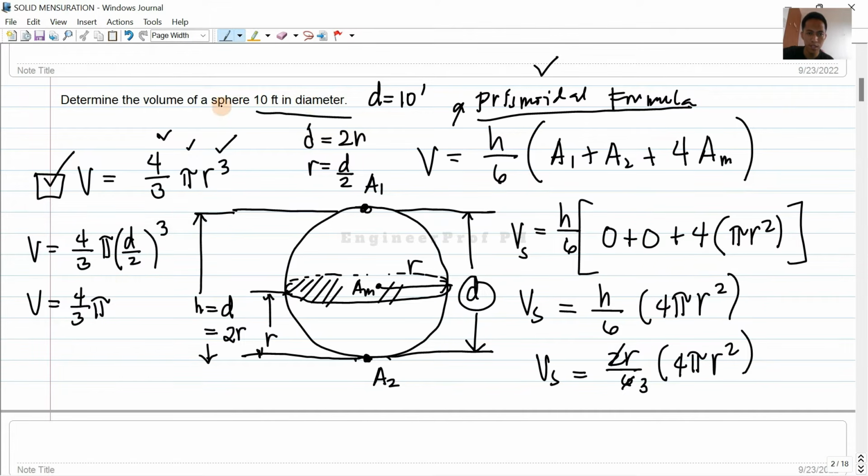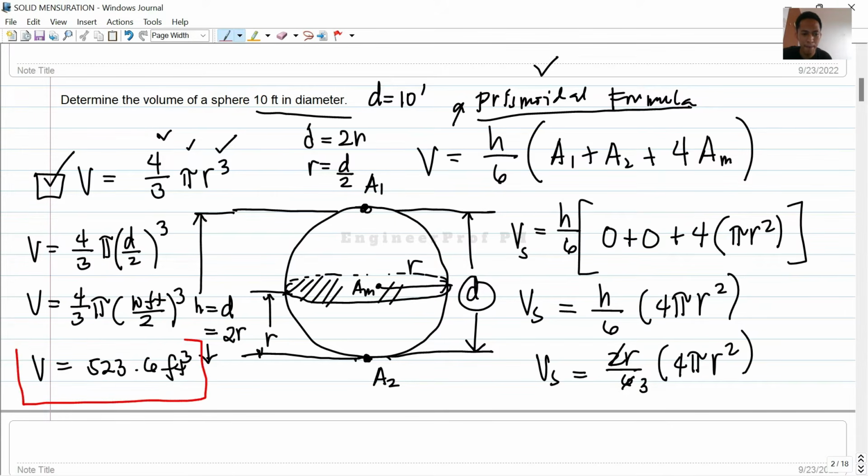Ang d natin is 10 feet. So that's 10 feet over 2, cubed. So compute lang natin using our calculator. So that's 4/3 times pi times 10 over 2, that's 5, so 5 cubed. So that is 500 pi over 3, or you have here 523.6 cubic feet. Okay, so ganun lang guys kadali if you're solving this using the formula.